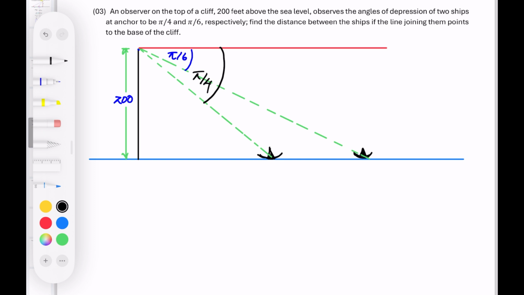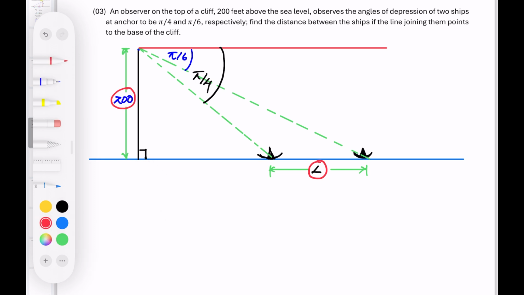We need to find the distance between the ships. Let me show the distance between the ships also using a straight line. We need to find this distance. We will assume that the distance between the two ships is L. I need to find L. We have two given angles and the height is given to us as 200. Of course, what should be the size of the angle right here? That is the angle between the cliff and the sea. That angle should be equal to 90 degrees.